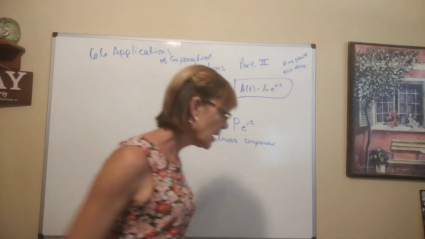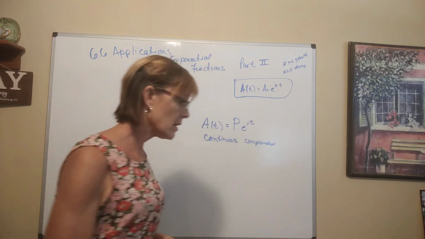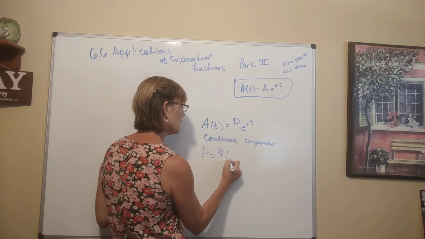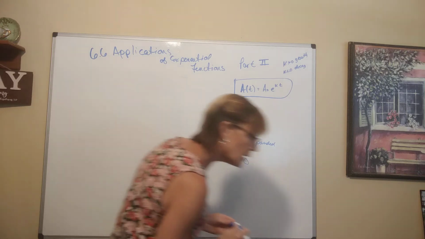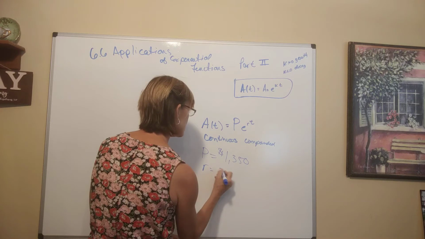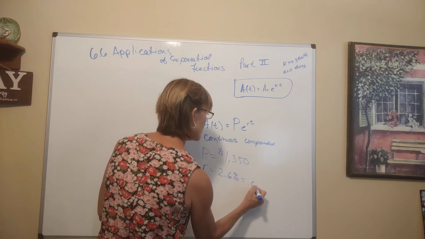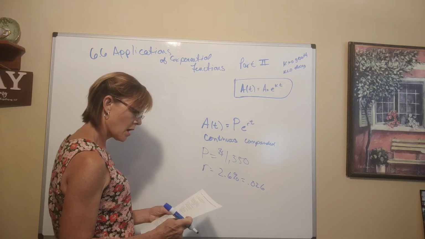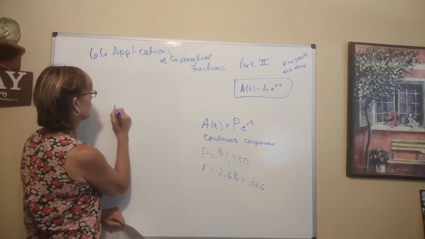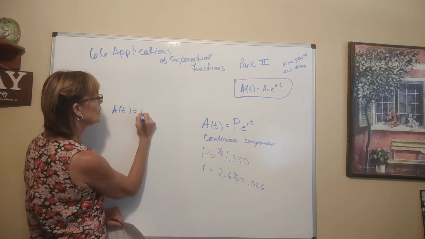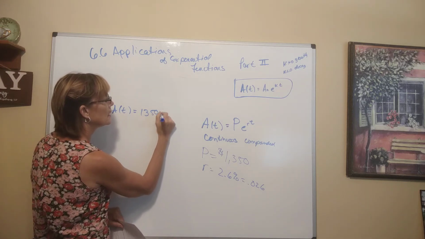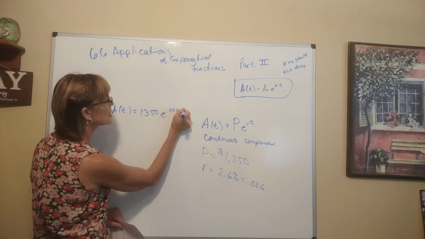Okay, so this is what they say. How long would it take an initial investment of $1,350? So they tell us that P is this much money. They want it to triple. If it's invested at a rate of 2.6 per year, r is 2.6% or 0.026, and it's compounded continuously. So we can write the model. Let's do that before we try to answer. A of t is equal to 1350, P, e to the 0.026 times t.